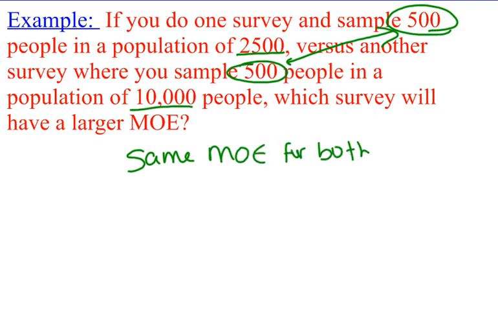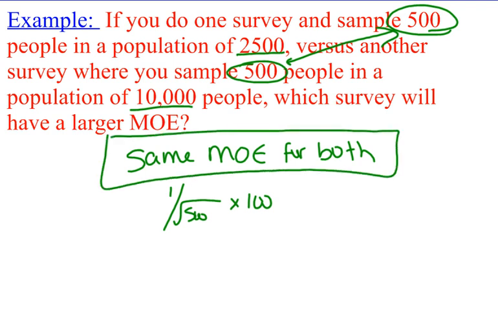If you were to calculate that, you'd have to take 1 divided by the square root of 500, and then times it by 100 to get that decimal. But they didn't ask us to do that, so here's my answer. Same margin of error for both.